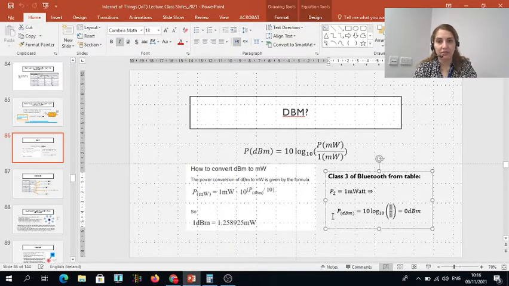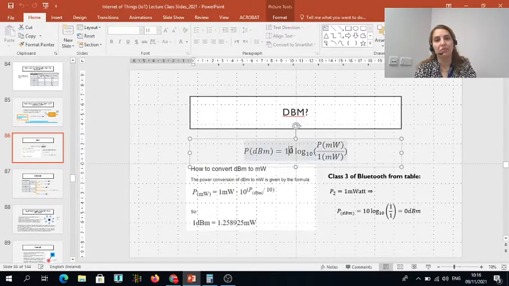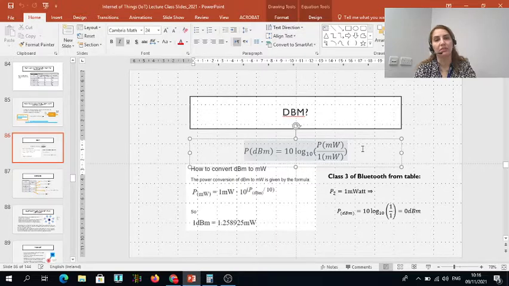Now, let's take a look at another example. Here I have another example. So this example is in a case that we are actually checking how that milliwatt is related to dBm if we change things around. That means that you may convert the logarithm to exponential.